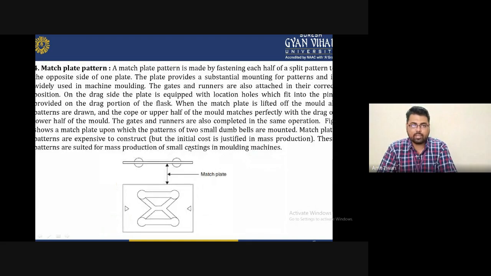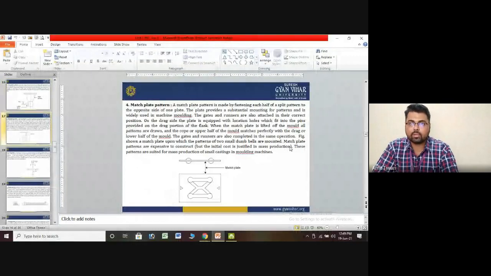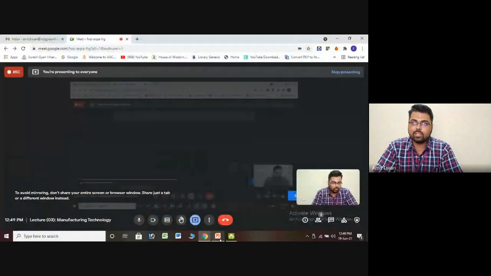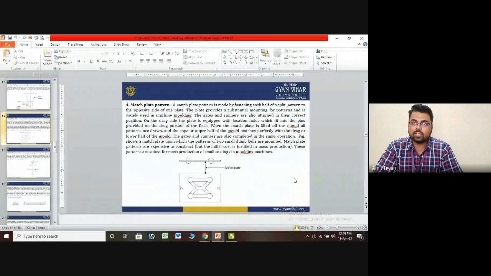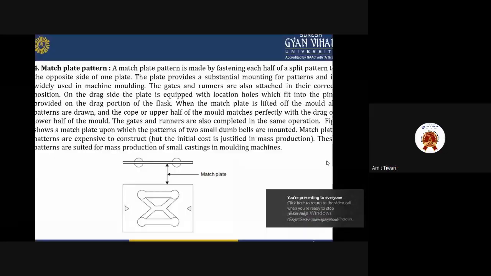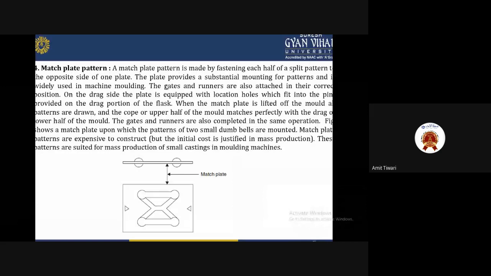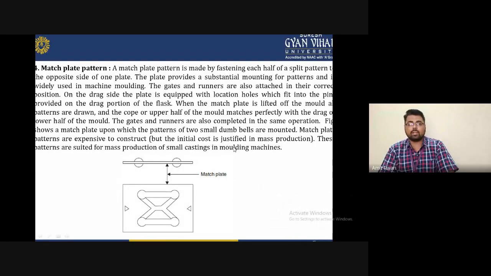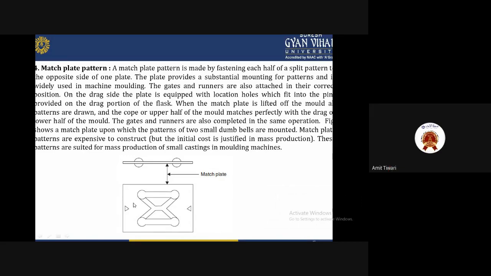For the match plate pattern, the plate pattern is made up of casting material, which is generally available in the market. Whenever you are doing continuous or very fast production, it is a suitable molding pattern and widely used in molding machines, with gates and runners and also the connection position. So this type of pattern is generally used so that the gate or runner is also completed in the same operation.